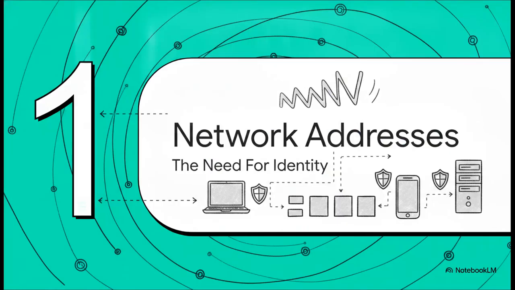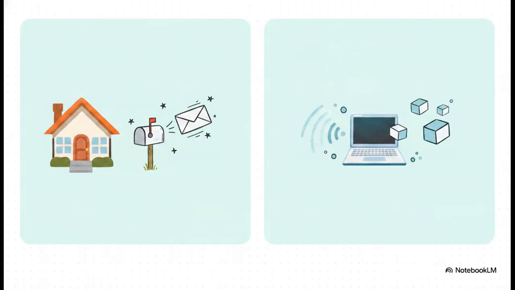So, Section 1, the need for network addresses. Before we get into the really cool automated tech, we've got to establish the single most fundamental rule of all networking, and that is communication requires a unique identity. Think about it like a standard home address. For a physical house to receive postal mail, a package, or a pizza delivery, it absolutely needs a unique street address. If it doesn't have one, the delivery driver has zero clue where to drop off your stuff.